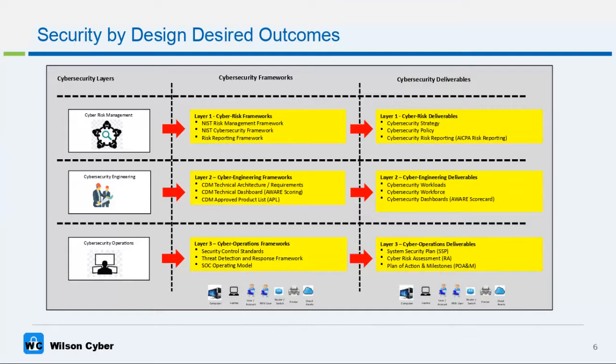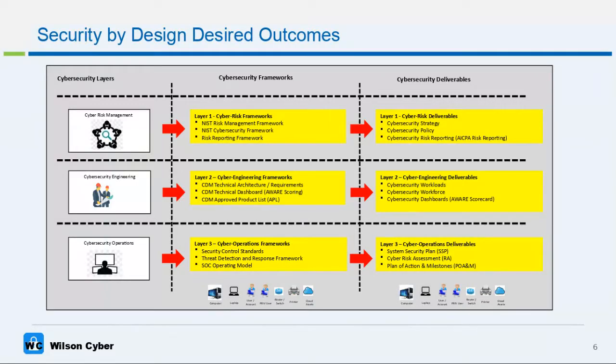And here are our desired outcomes using a security by design approach. At the risk management, business risk level, we use 3 different frameworks: the NIST Risk Management Framework, the NIST Cybersecurity Framework, and the risk reporting framework, the ICPA. For the deliverables at the business risk level, we have the cybersecurity strategy, the cybersecurity policy, and the cybersecurity risk reporting. For our engineering level, we also have 3 frameworks: the CDM technical architecture, CDM technical dashboard, and the CDM approved product list. And for deliverables, we have cybersecurity workload, cybersecurity workforce, and the cybersecurity dashboards, which is the AWARE scorecard from CDM.